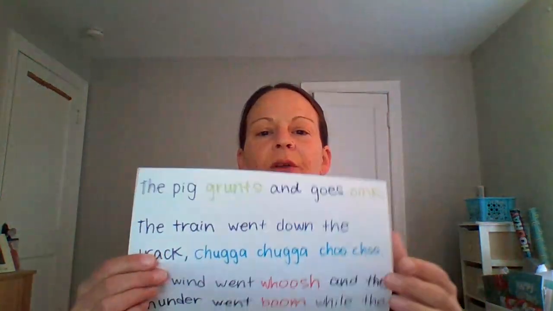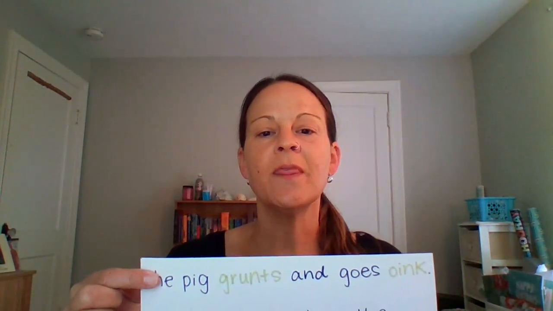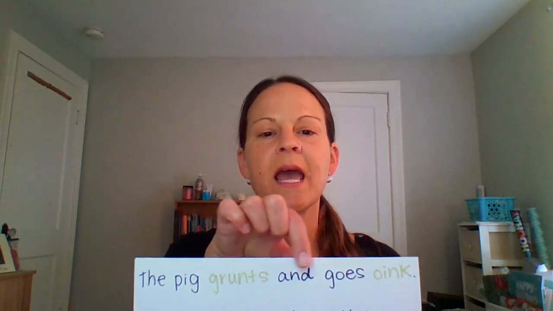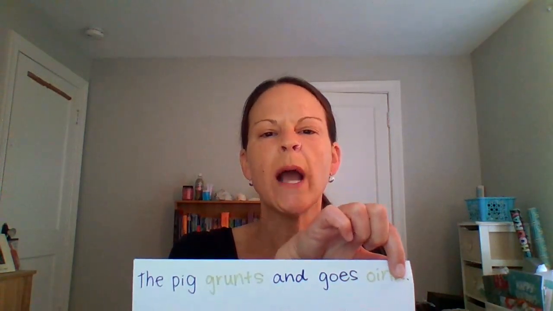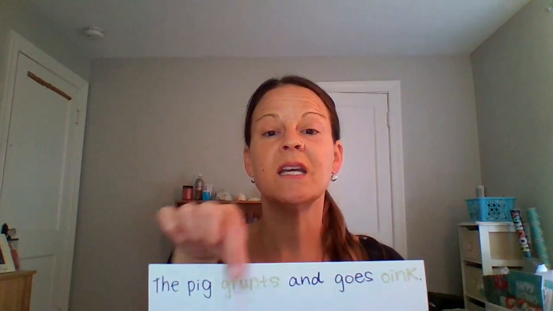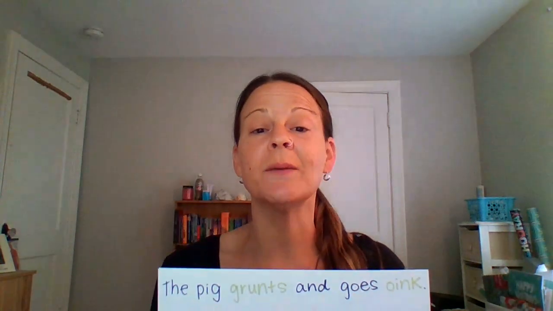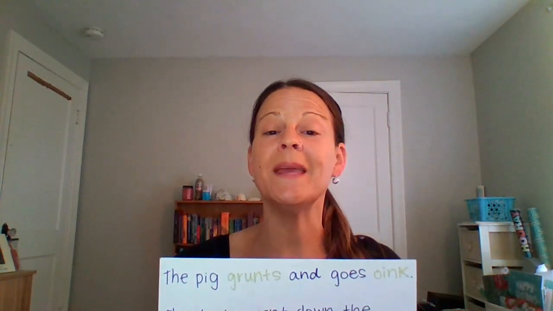Onomatopoeia is when a word mimics a sound, okay? So it can be the object or the action that it refers to, but onomatopoeia is when a word makes a sound. I have some examples. Are you ready? Here's the first one. The pig grunts and goes oink. So oink and grunts, those are onomatopoeia. They're words that kind of make the sound.